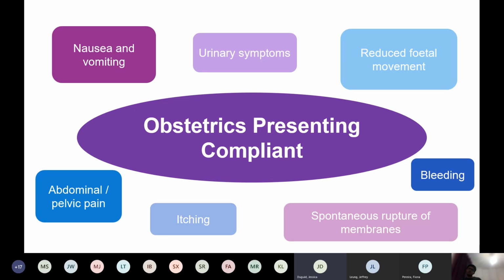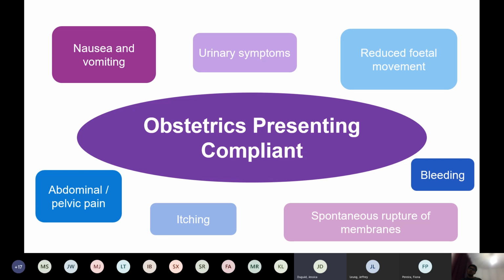Itching. There are some obstetric conditions which can cause itching. So you just want to ask about where the itching is, is it worse at night, that kind of thing. And then abdominal and pelvic pain. This could be contractions, but it could also be other things. So you need to SOCRATES the pain to try and differentiate between contractions and something that's more sinister. Now that looks like quite a lot of stuff to go through.